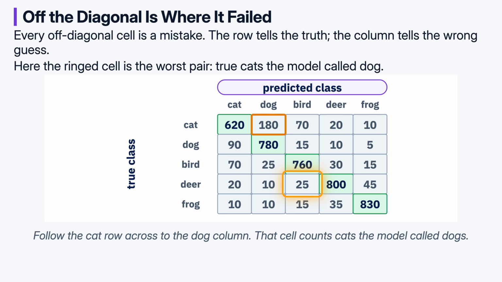Every off-diagonal cell is a mistake. Take this cell. True deer predicted bird, a wrong call. The ringed cell is the worst pair. Follow the cat row across to the dog column. Those are true cats the model called dogs. Still round numbers just for the picture.